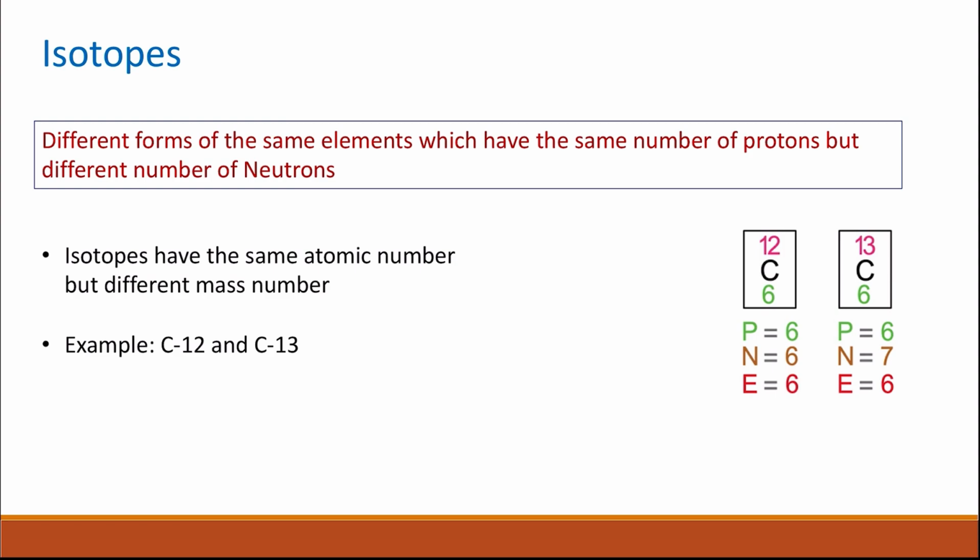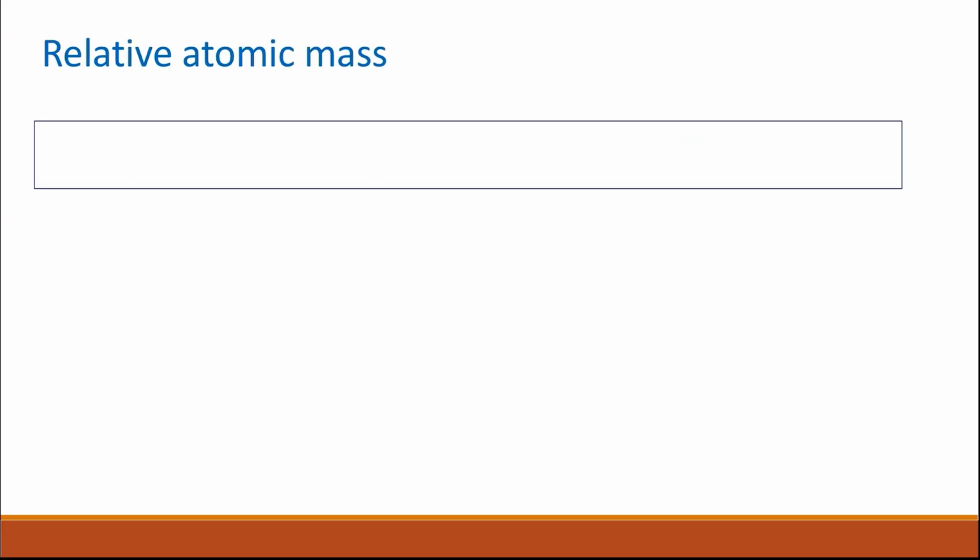So both carbons have the same atomic number, which is 6, because they have the same number of protons, but they have a different number of neutrons, so they have different mass numbers, which is 12 for carbon 12 and 13 for carbon 13. For carbon 12, the number of protons and electrons both are the same, which is 6, and the number of neutrons is 6. For carbon 13, the number of protons and electrons is still the same, which is 6, because it's the same atom, which is carbon, but the number of neutrons here has changed and it's 7.